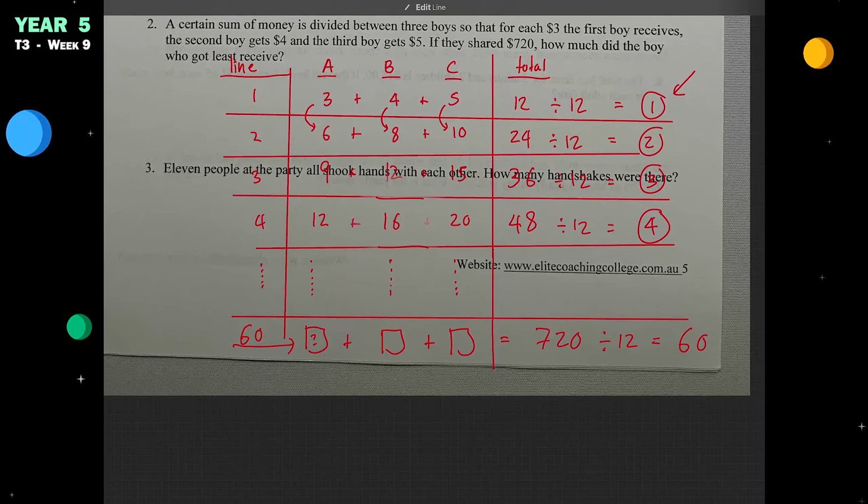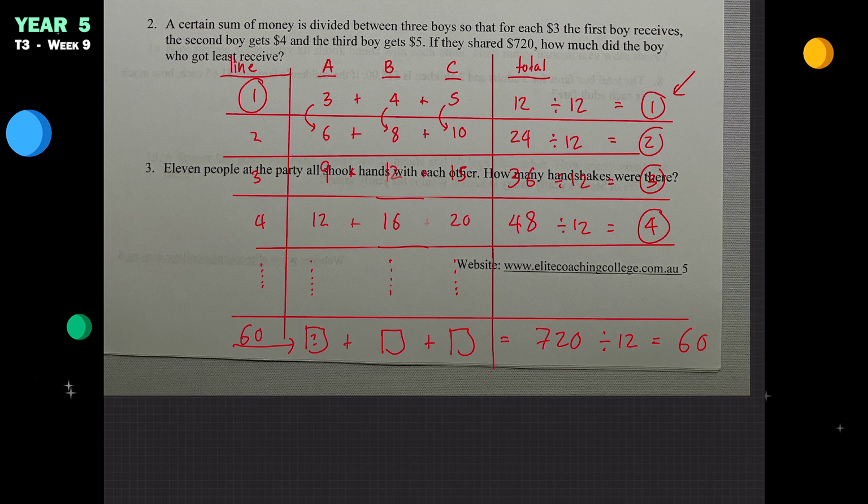So how do we use the line number that we just figured out to figure out these numbers here? Well, if you take the line number and you multiply it by 3, you will get 3. If you take line 2 and multiply by 3, you get 6. Line 3 times 3, you get 9. Line 4 times 3, you get 12. So if you want to know what boy A gets, all you gotta do is find the line number and multiply by 3.